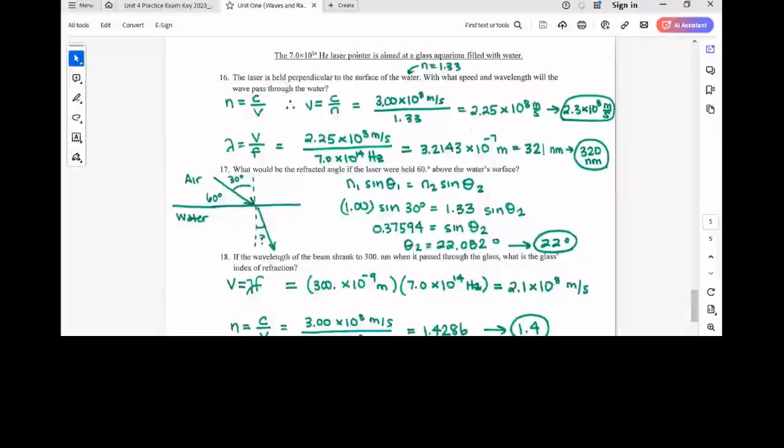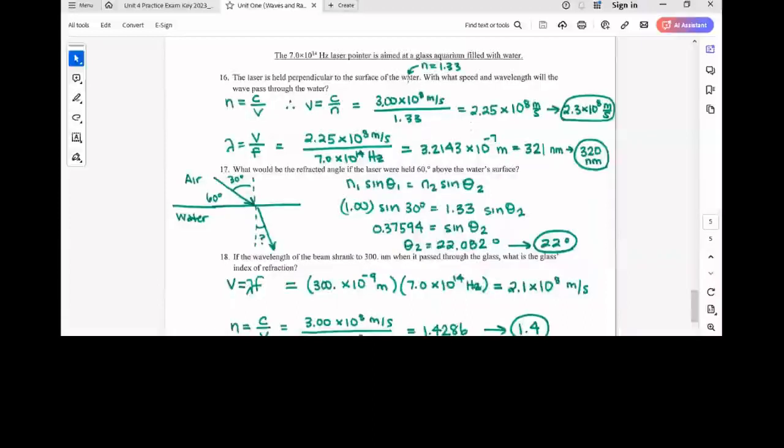The 7.0 times 10 to the 14 hertz laser pointer is aimed at a glass aquarium filled with water. 16. The laser is held perpendicular to the surface of the water. With what speed and wavelength will the wave pass through the water?